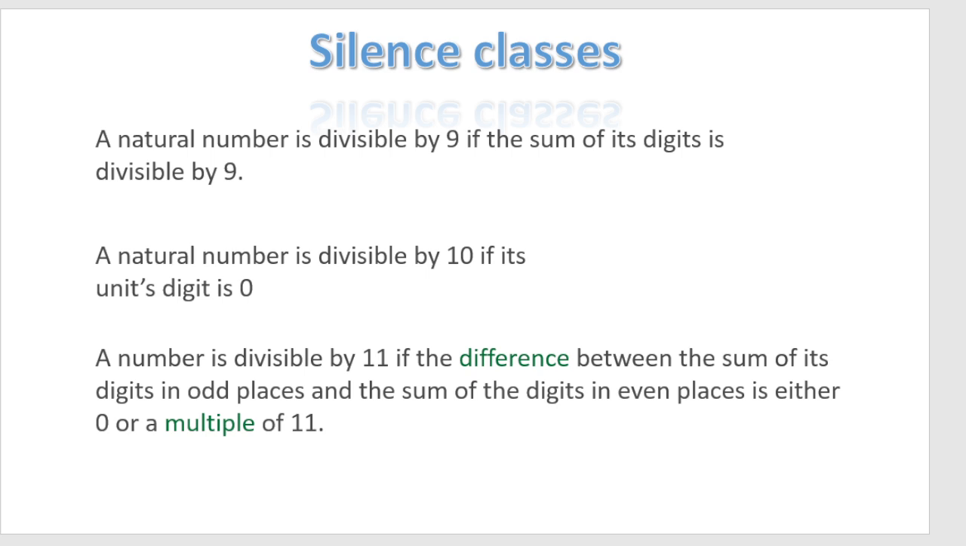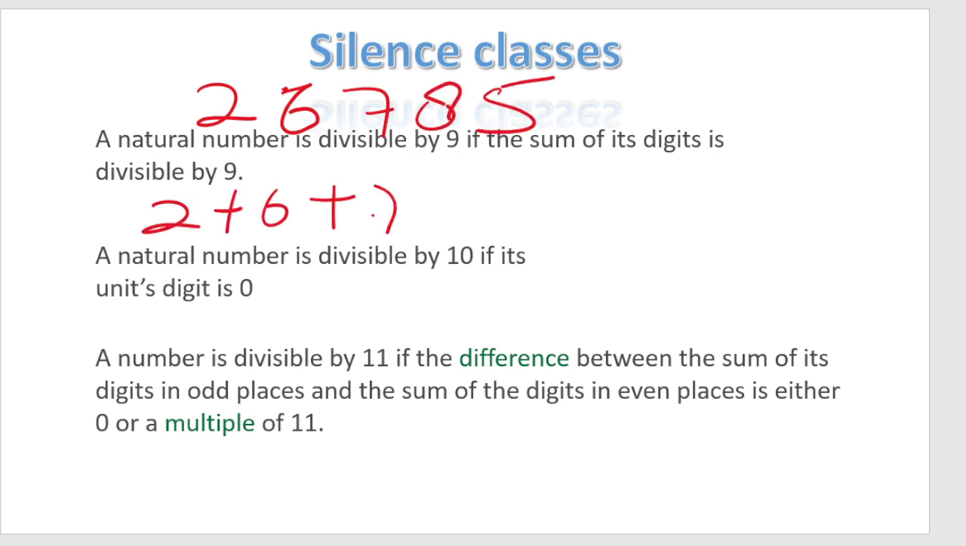Divisibility rule of 9. A natural number is divisible by 9 if the sum of its digits is divisible by 9. This is like the rule of 3. If the number given is 26785, you have to add all the digits: 2 plus 6 plus 7 plus 8 plus 5. 2 plus 6 is 8, 8 plus 7 is 15, 15 plus 8 is 23, 23 plus 5 is 28.